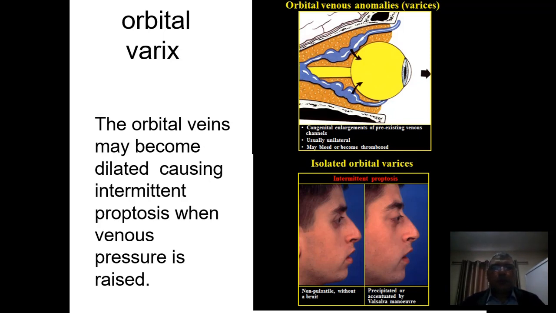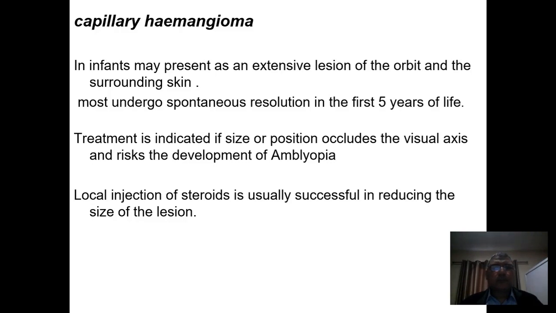The last vascular problem that we may see in orbital diseases is orbital varix, and we said it is proptosis that occurs on Valsalva maneuver due to congestion and engorgement of an orbital varix. And this is when intermittent proptosis occurs, when the venous pressure rises in this orbital varix.